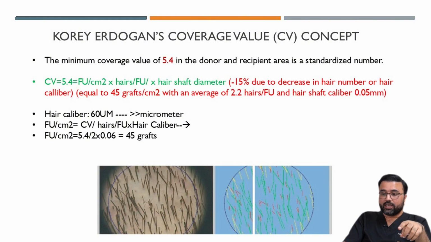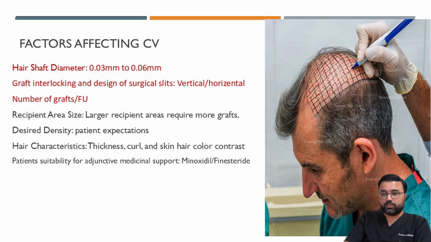So if we consider the hair caliber as 60 micrometers, and we consider that there are 2 hairs per follicular unit, then how can we calculate? We can use this formula: follicular units per centimeter square is equal to coverage value divided by hairs per follicular unit multiplied by hair caliber. That means follicular units per centimeter square is equal to 5.4 divided by 2 multiplied by 0.06, which is equal to 45 grafts.